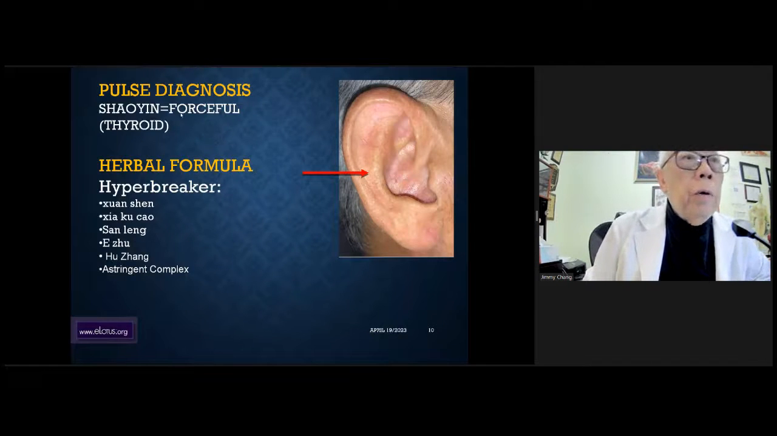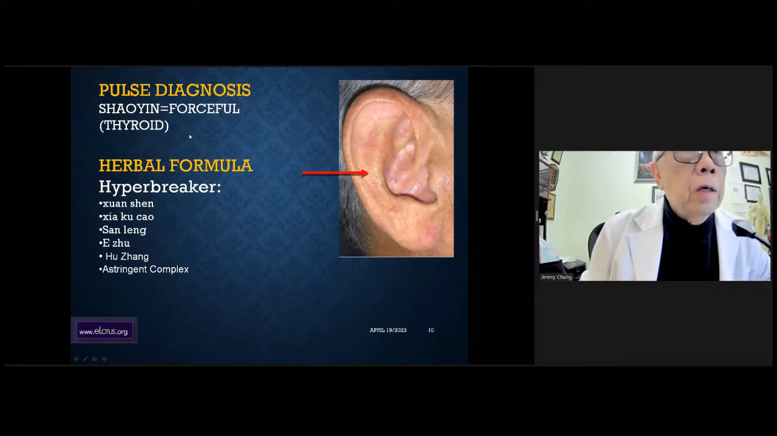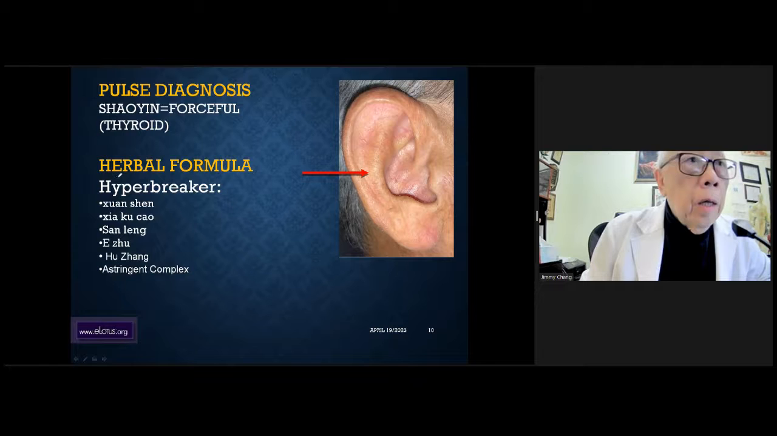Okay, for pulse diagnosis, Shaoyin, how do we treat hyperthyroidism? We do this. Herbal formula, hyper breaker. It's interesting. It's very easy because, see, this area is not very clear, but there is clear. That's hyper, especially the heartbeat rate.